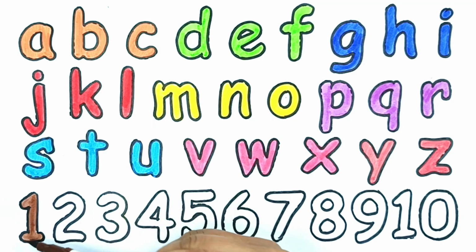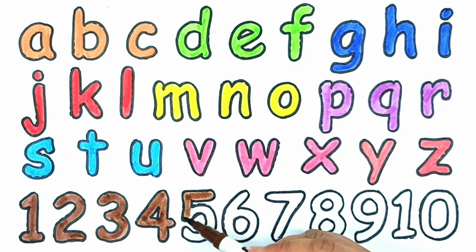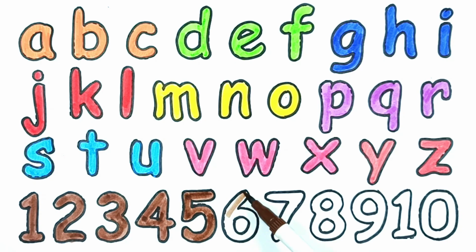1. One cat sleeps. 2. Two birds fly. 3. Three dogs play. 4. Four cars go. 5. Five flowers bloom. 6. Six kids laugh.